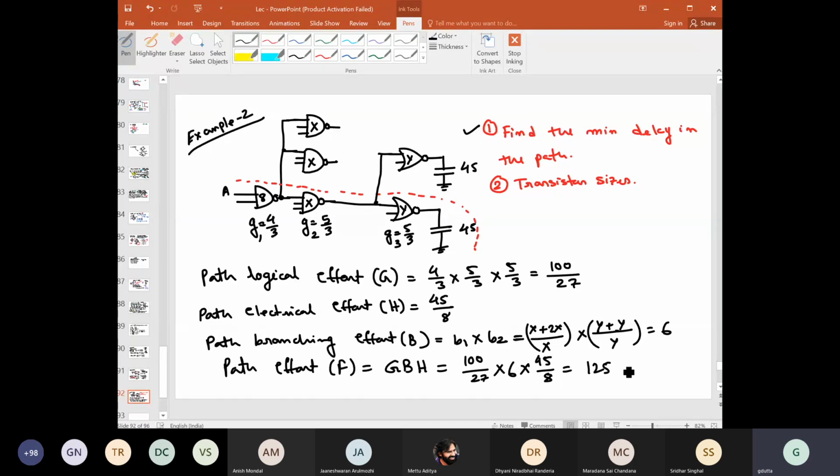So that is capital F. If capital F is 125, what would be the value of small f? Small f is the effort for each and every stage. To make the delay minimum, we know that the effort has to be the same for each individual stage. So what should be the value of small f? 5. Yes, right.